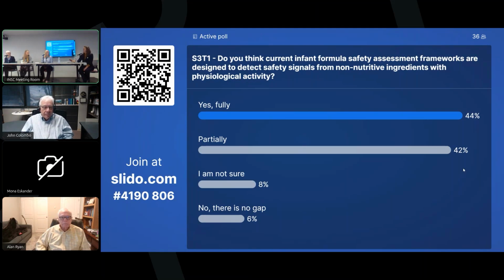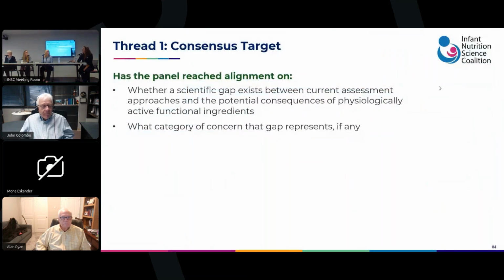Lots of sighs. I know. It's the risk analysis. Cypress, can I advance this? Oh, there we go.